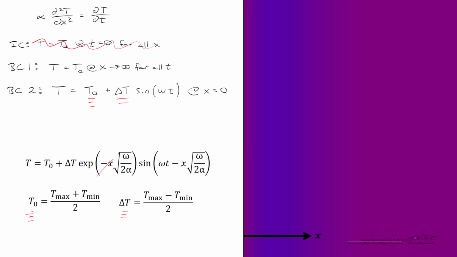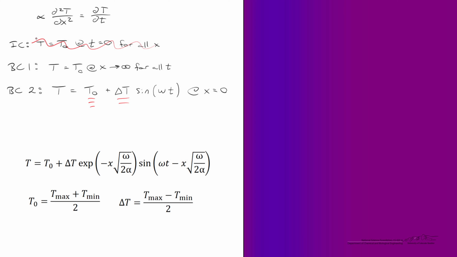If we examine the form of this equation, as x goes to infinity, e to the negative infinity is 0, and we're left with T again is equal to T0 deep into the solid. At the surface where x is equal to 0, we find that e to the 0 is equal to 1. This term drops out, and we'll find that the temperature oscillates sinusoidally, again about time, according to the second boundary condition.